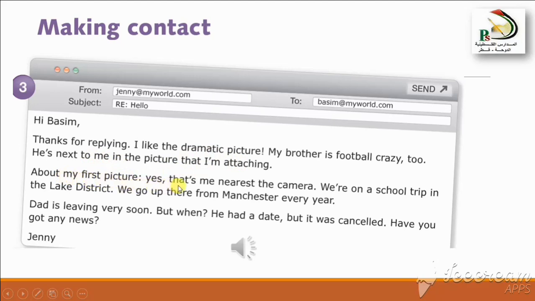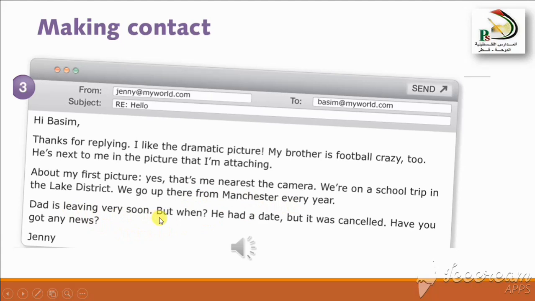About my first picture, yes, that's me nearest the camera. We are on a school trip in the Lake District. Which area? Lake area. That's called Lake District. We go up there from Manchester every year. So they visit that place every year.